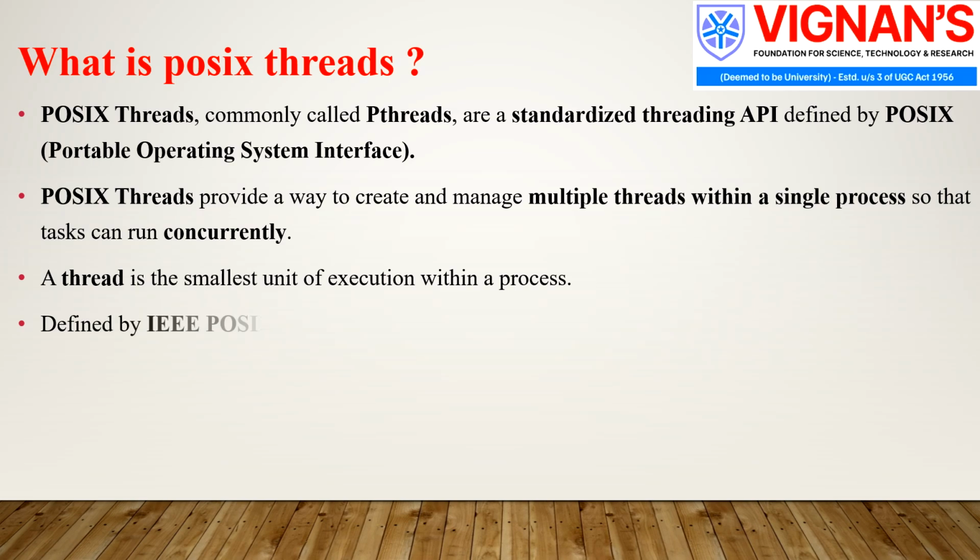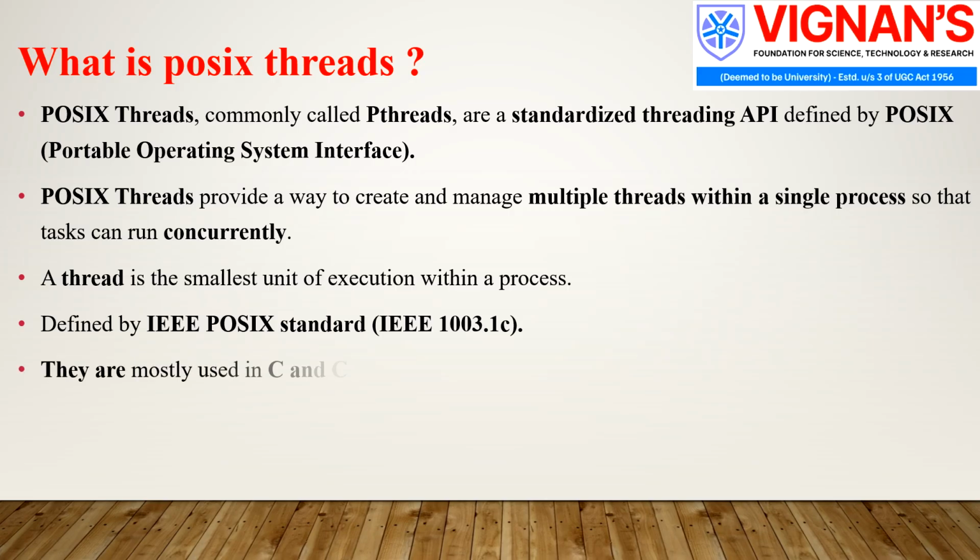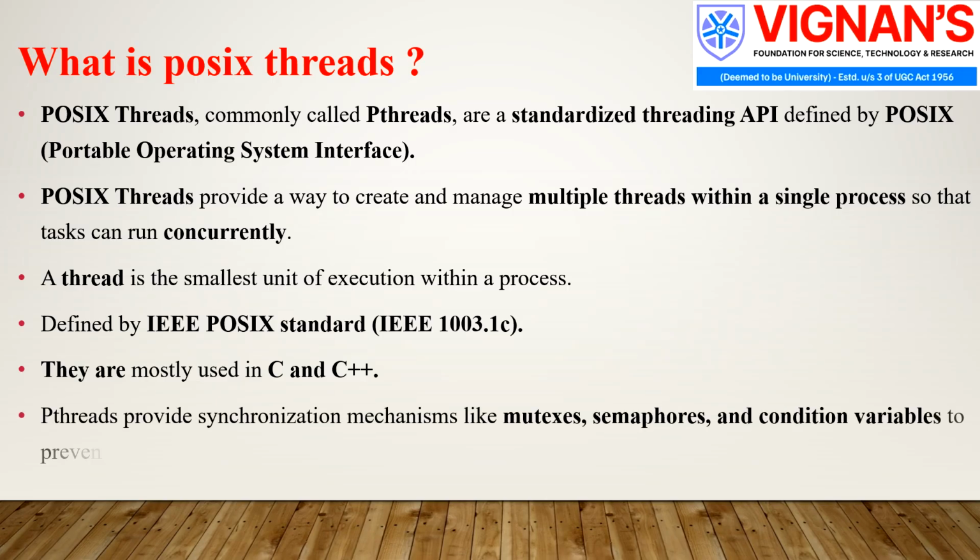Pthreads are formally defined by the IEEE POSIX standard, specifically IEEE 1003.1c, which ensures portability across operating systems. They are mostly used in C and C++ programming, especially in system-level and high-performance applications. To safely manage shared resources, Pthreads provide synchronization mechanisms such as mutexes, semaphores, and condition variables, which help prevent race conditions and ensure data consistency.